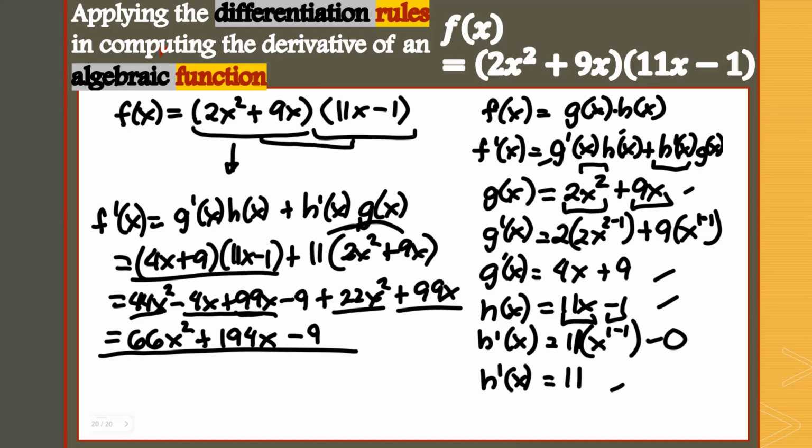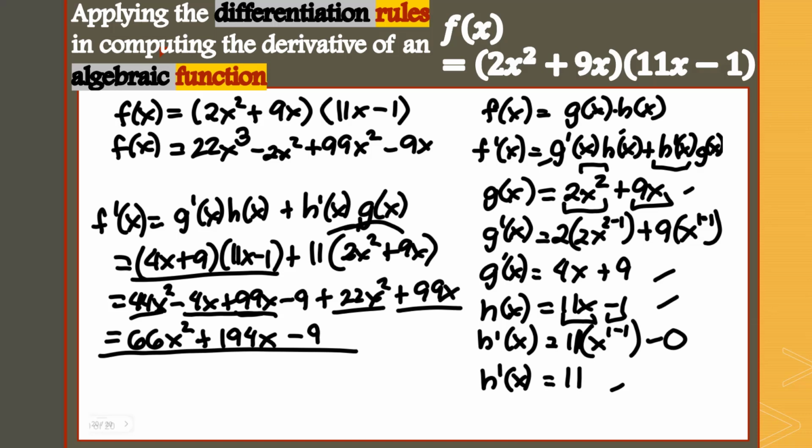Okay, so this is already okay, but of course, as mentioned earlier, for some who don't like product of functions, they tend to multiply this first to get another separate f of x. So by FOIL method, you will have 22x cubed. Outer, you will have minus 2x squared. Inner, plus 99x squared. And you will have your last terms minus 9x. So you can have here f of x is also 22x cubed plus 97x squared minus 9x.